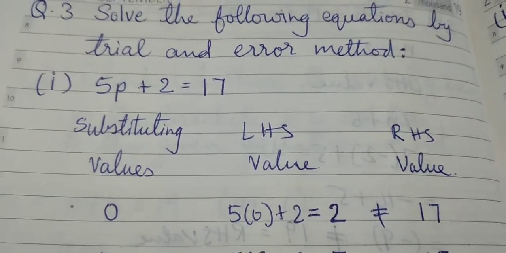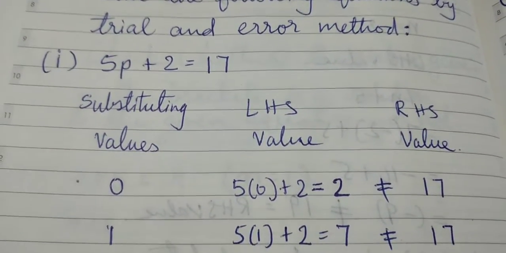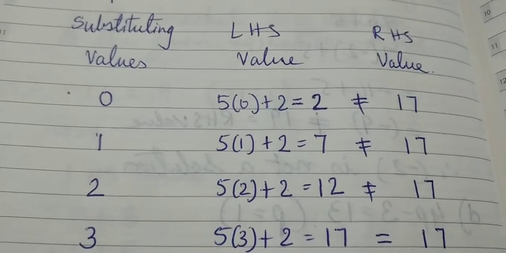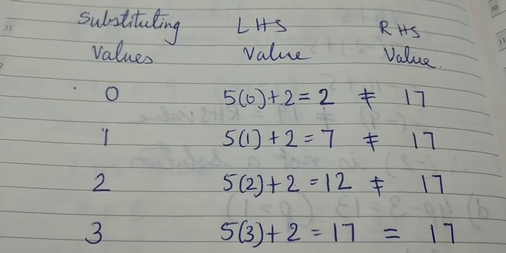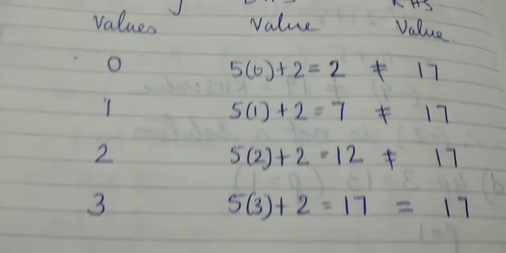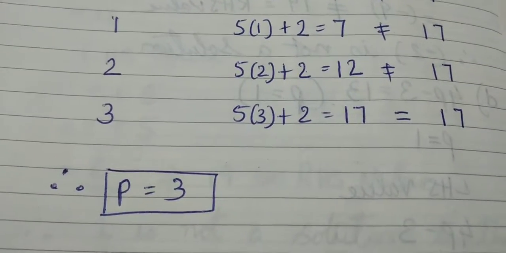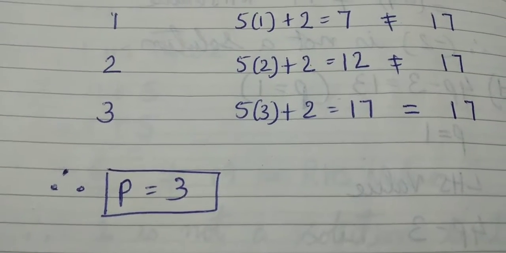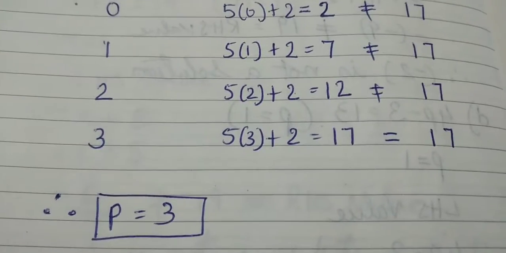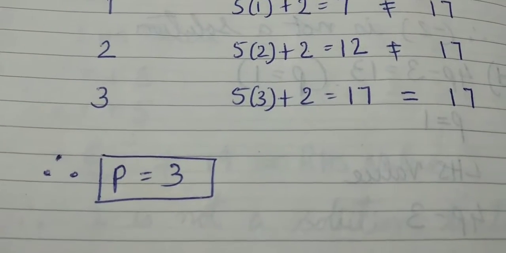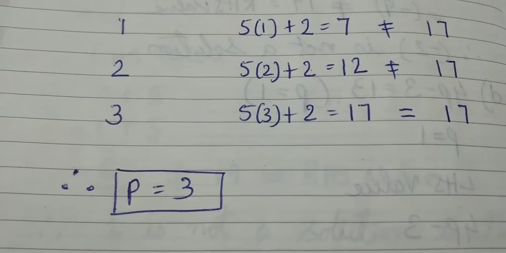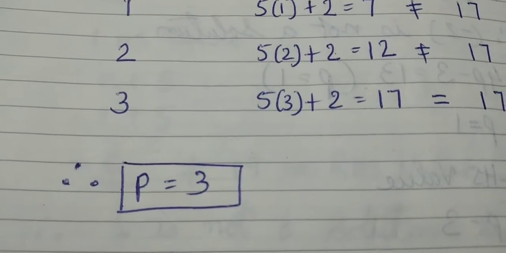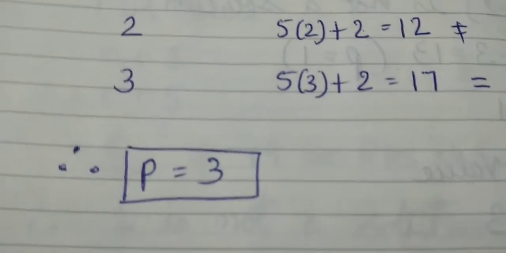This is how we solve the equation by trial and error method. As long as it was not equal, they are considered as errors, and the moment the number on substituting gives the right hand side value, that is the correct answer. So p is equal to 3. Solution of the equation, p is equal to 3.